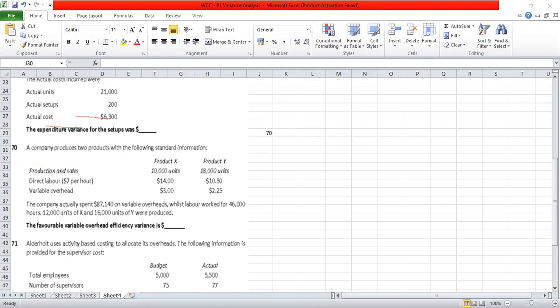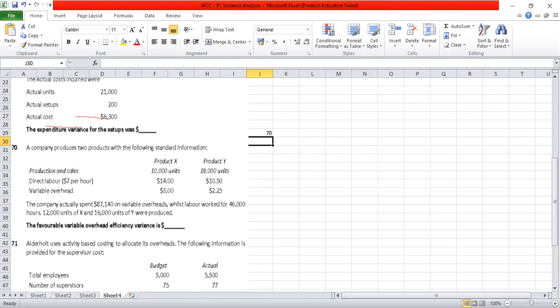So it is not just that variances are calculated only for one product, one component, one type of raw material. There will be multiple things, so when we add them up it becomes the total variance. The question is asking us to find out about variable overhead efficiency variance. Efficiency here is measured in terms of how many hours were used.